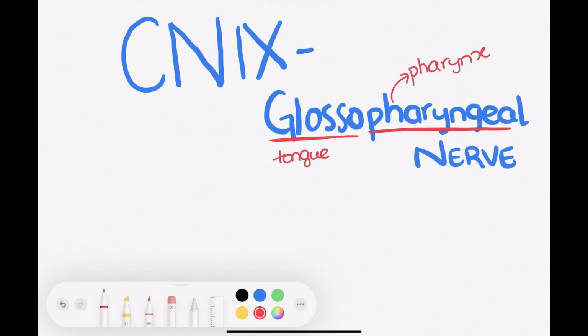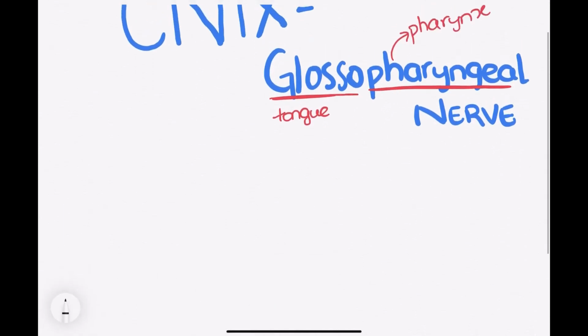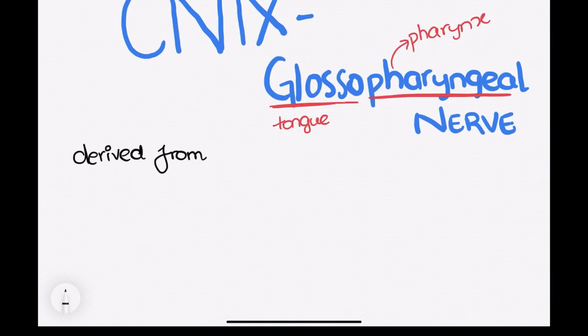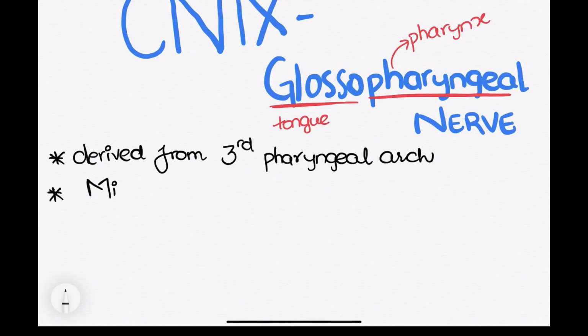This video is about the ninth cranial nerve, known as the glossopharyngeal nerve. You should be able to get an idea that glosso means tongue, whereas pharyngeal tells us that it has something to do with the pharynx. Glossopharyngeal nerve is derived from the third pharyngeal arch. It is a mixed nerve and it has all the three components.